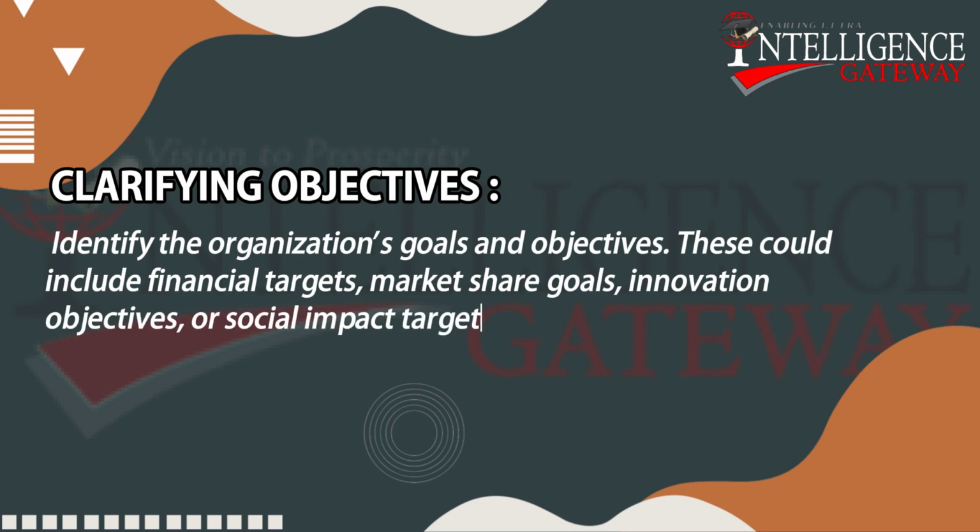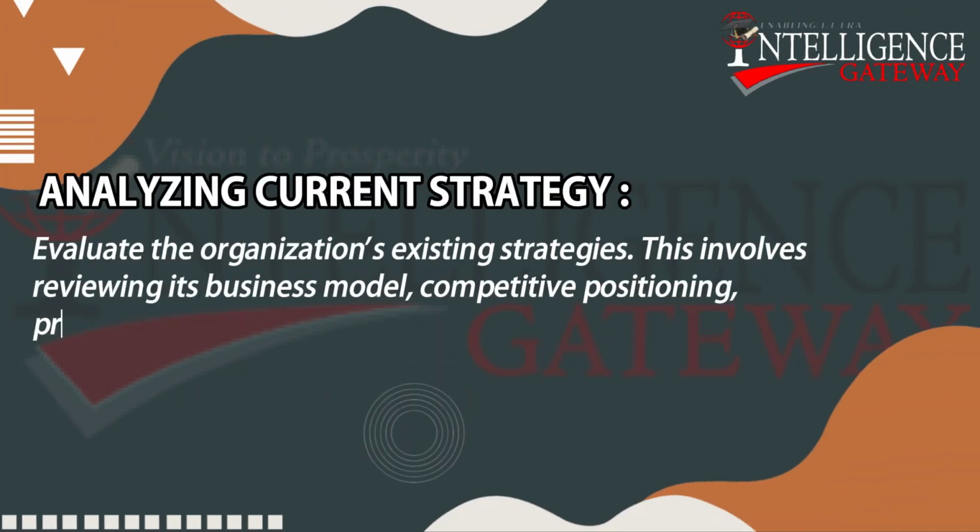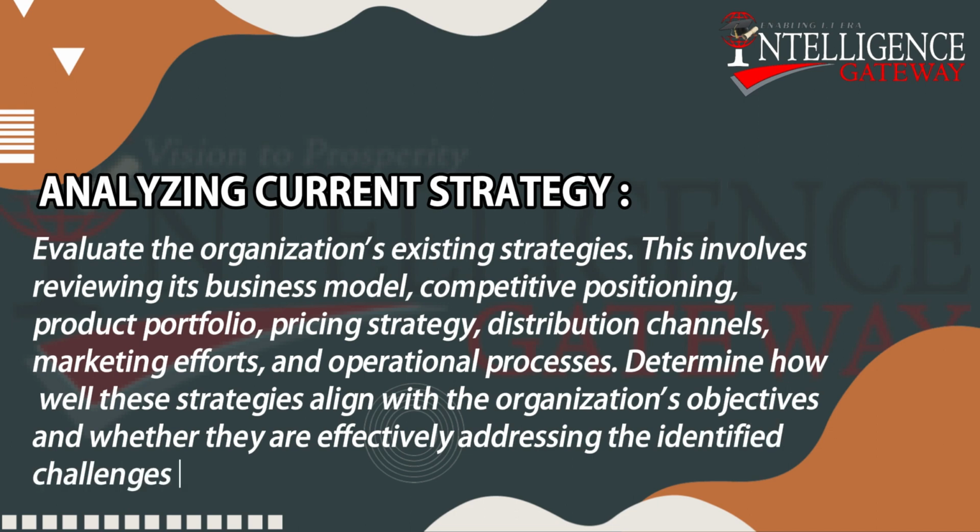Clarifying objectives. Identify the organization's goals and objectives. These could include financial targets, market share goals, innovation objectives, or social impact targets. Ensure that these objectives are specific, measurable, achievable, relevant, and time-bound. SMART. Analyzing current strategy. Evaluate the organization's existing strategies.